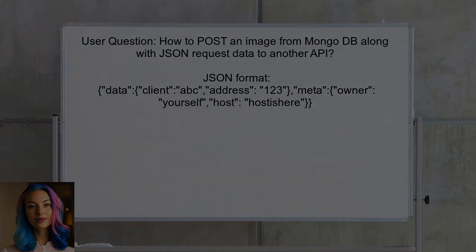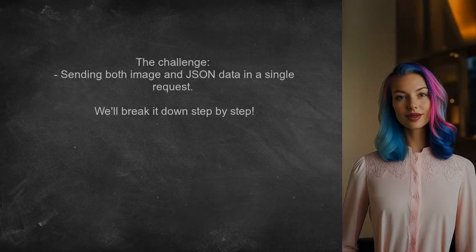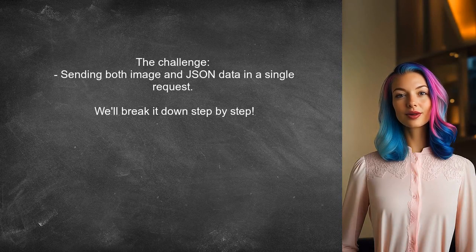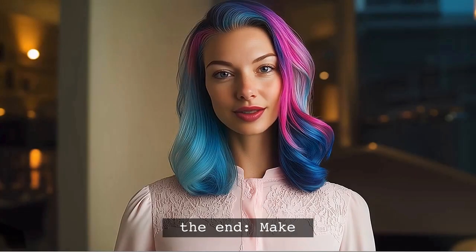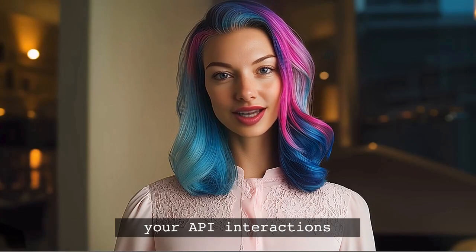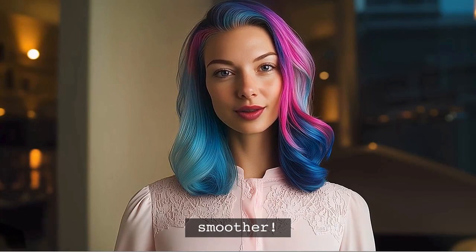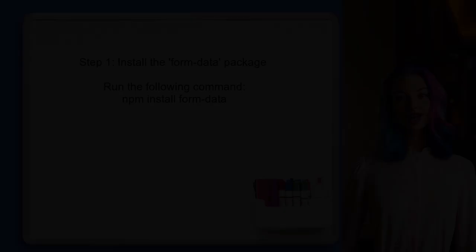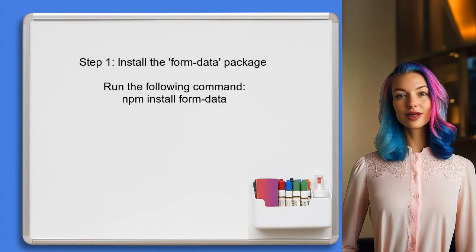Let's dive in. So what's the issue here? The challenge lies in sending both the image and the JSON data in a single request. This requires using the right content type and formatting the request correctly. Don't worry, we will break it down step by step. And stick around. At the end of this video, I'll share a pro tip that will make your API interactions even smoother. To send an image along with request data, the user should use the form data module.